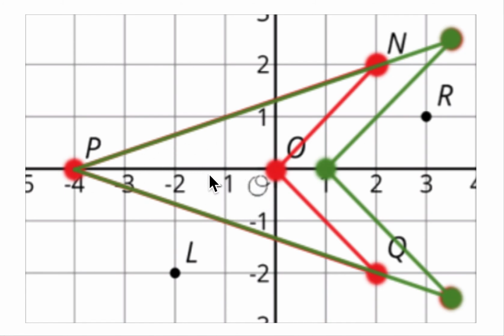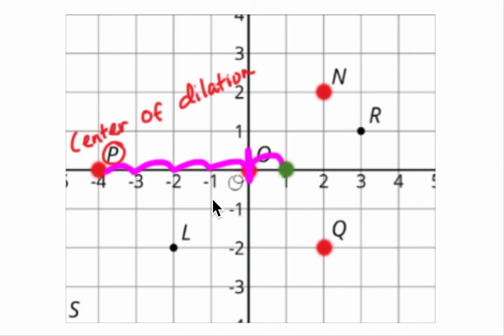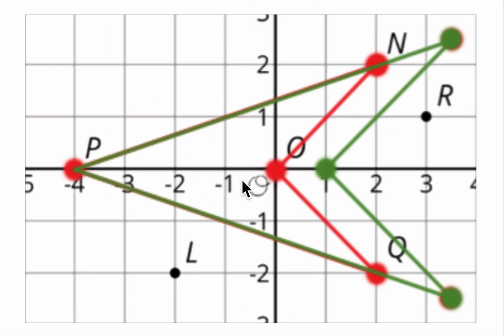And this is actually the answer. Once again, you're supposed to dilate a polygon that is O, N, P, and Q. So remember, you have to get the coordinates of those points, ask about the dilation factor, and the center of dilation. Well, the center of dilation is P, and the dilation factor is actually 5/4.